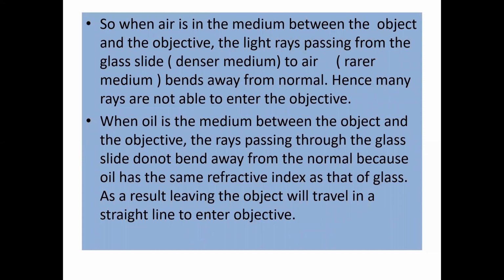When we have air between the objective lens and the specimen, the light rays passing out from the glass slide, which is the denser medium, to the air, which is the rarer medium, bend away from the normal. Hence, many of the light rays do not enter into the objective lens. When we use oil as the medium, which has the same refractive index as the glass slide, the light does not bend away from the normal. As a result, it travels straight into the objective lens. So this is the principle of using the oil.